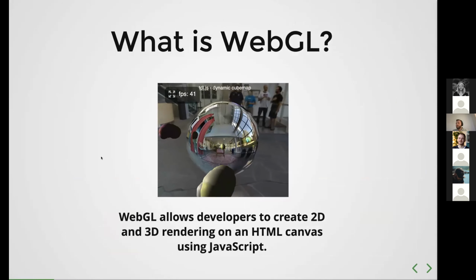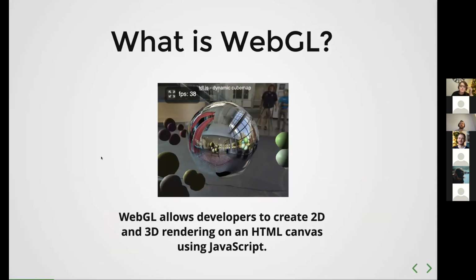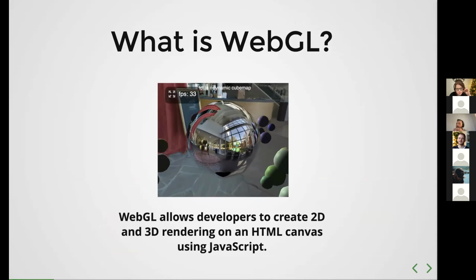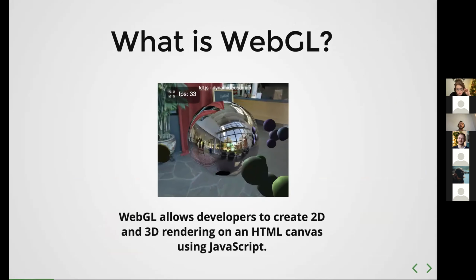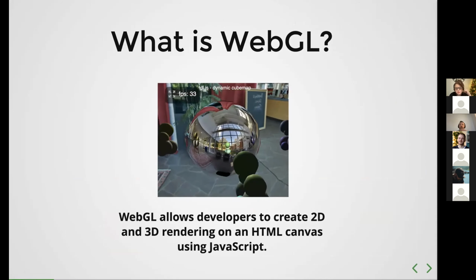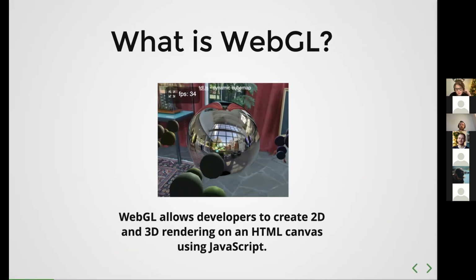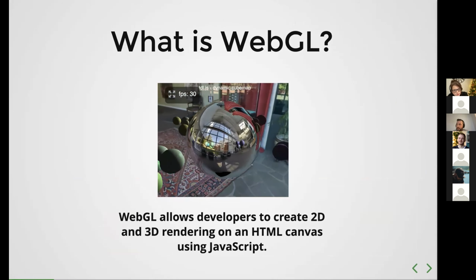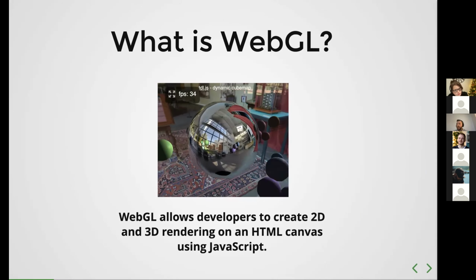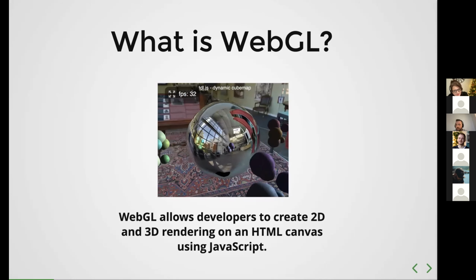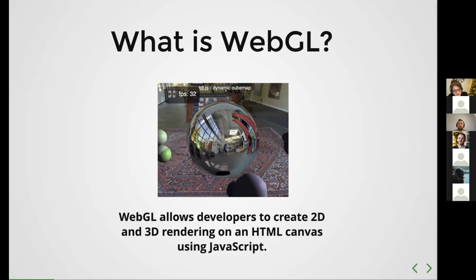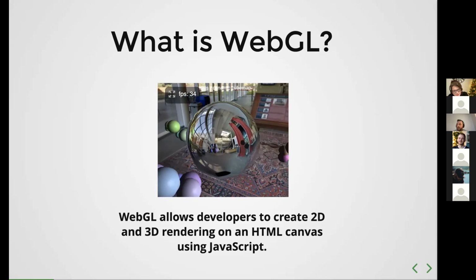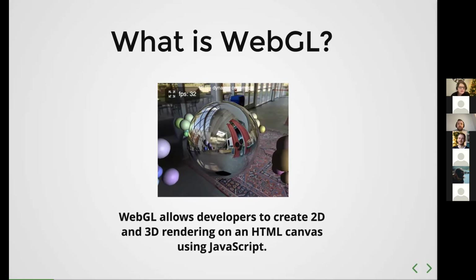So what is WebGL? WebGL allows developers to create 2D and 3D rendering on an HTML canvas using JavaScript. And the WebGL library itself is a JavaScript API for rendering high performance interactive 3D graphics within any compatible web browser. Pretty much any modern web browser has support for it now. And it does it by introducing an API that conforms to the WebGL standard and allows you to use the WebGL API, but also mix it with web elements and use things in the DOM. So it bridges that gap pretty nicely and allows you to take advantage of hardware graphics.